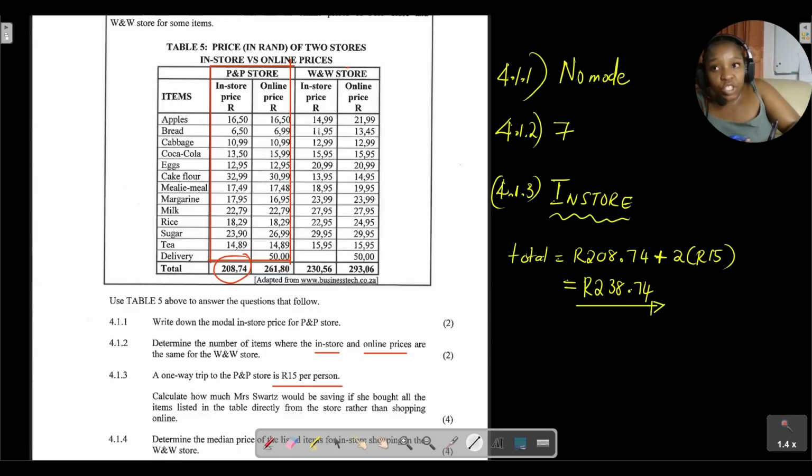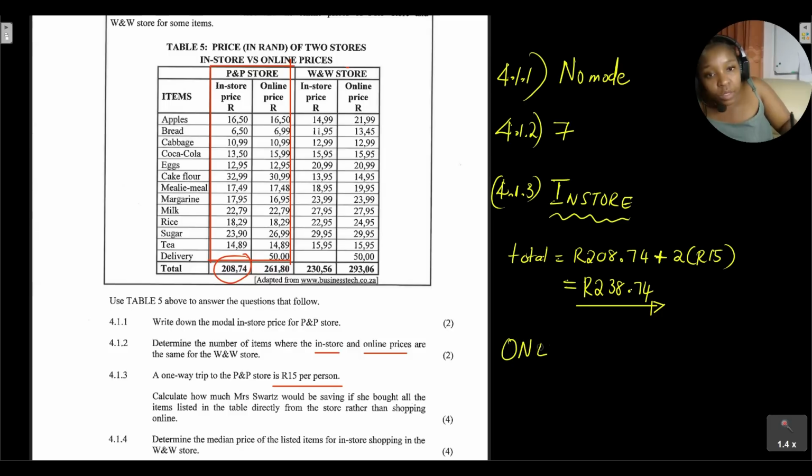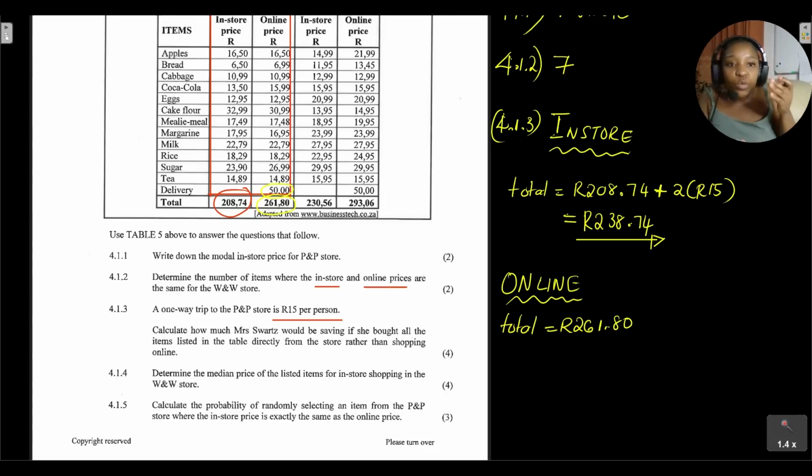Now, how much would she pay if she decides to buy online? If she decides to buy online, the total price that she would pay, remember for online, it also includes the delivery. It's already included there as well, right? So the total for the online is just going to be equal to 261.80.